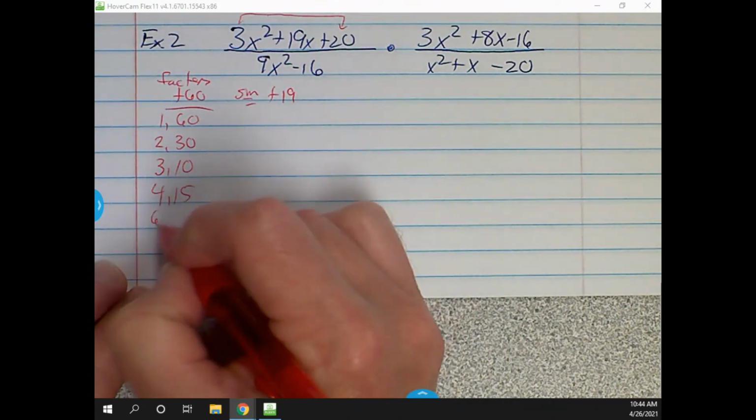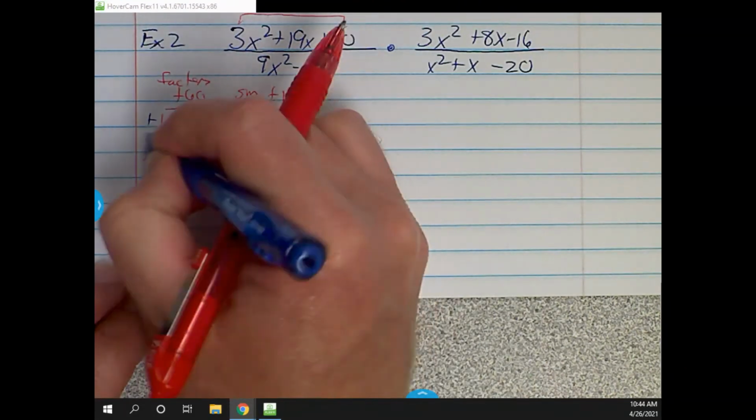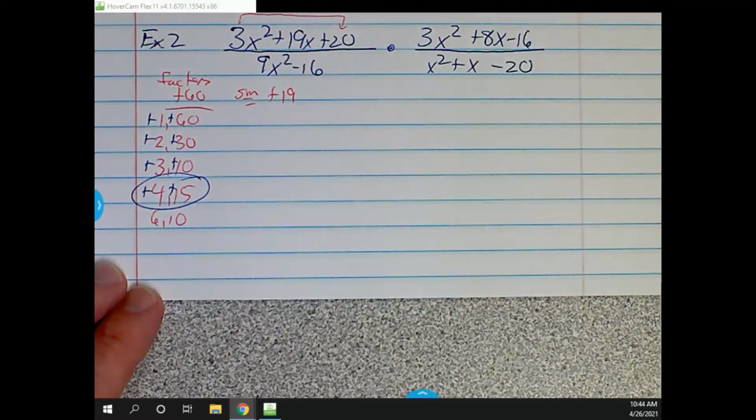And again, there's only one more set of numbers, that would be the 6 and the 10. But since they're all positive, that makes this one a little bit easier to work with because we're just looking for the numbers that add up to 19, and that'll be the 4 and the 15.